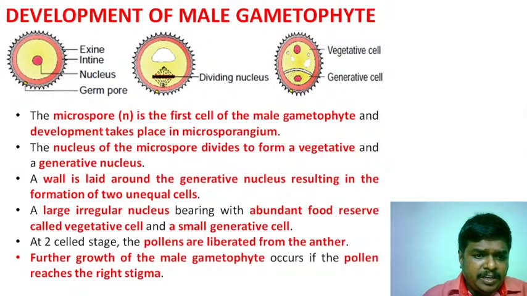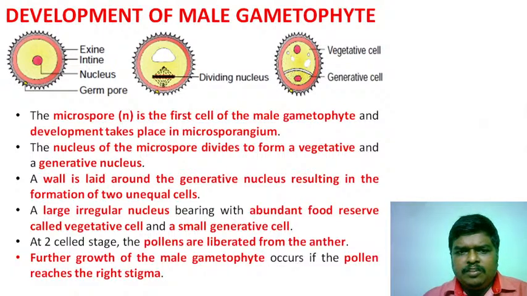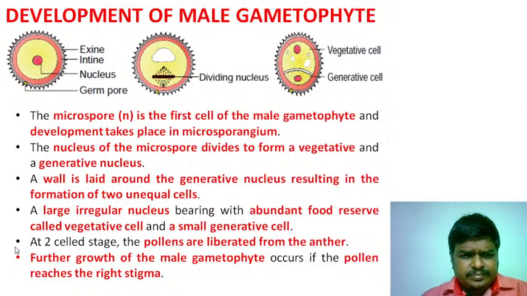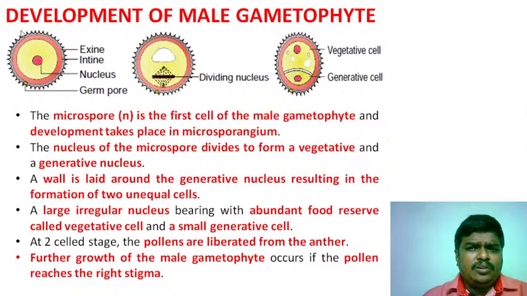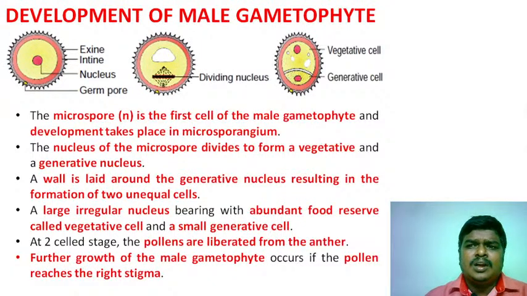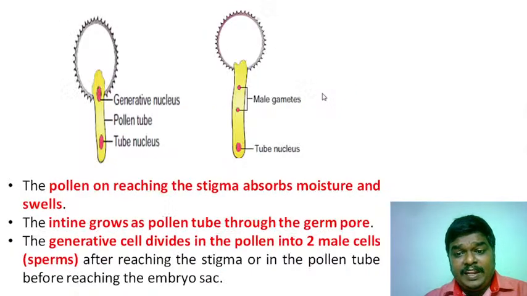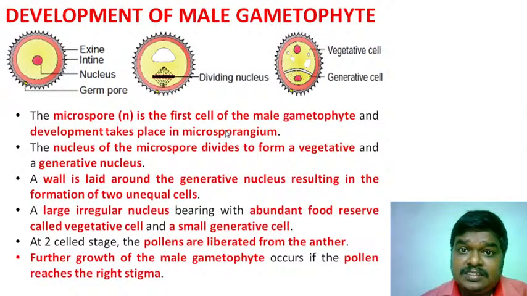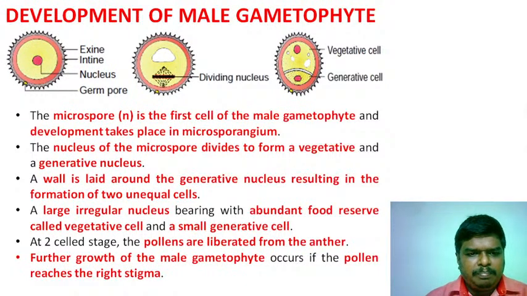So we'll move on to the next topic. The next topic is development of male gametophyte. What is the development of male gametophyte? From the microspore, how it develops into a pollen grain, and how they become the male gamete. You can see the series of changes: 1, 2, 3, 4, 5. These changes we call development of male gametophyte. So let me explain about that.